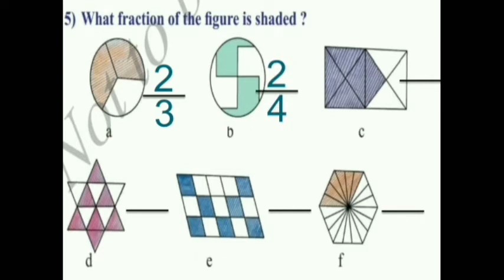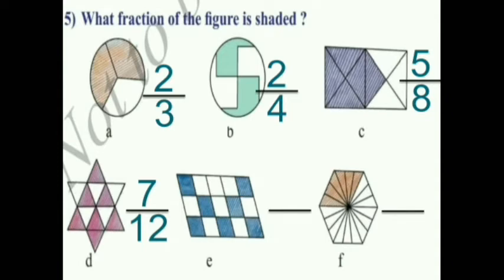See the next picture. Here the figure is divided into 8 parts. So we will write 8 in the denominator. 5 parts are shaded. So we will write 5 in the numerator. Therefore the fraction is 5/8. See the next picture. Here the figure is divided into 12 parts. So we will write 12 in the denominator. 7 parts are shaded. So we will write 7 in the numerator. Therefore the fraction is 7/12.